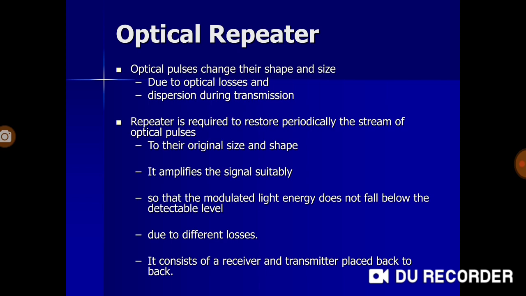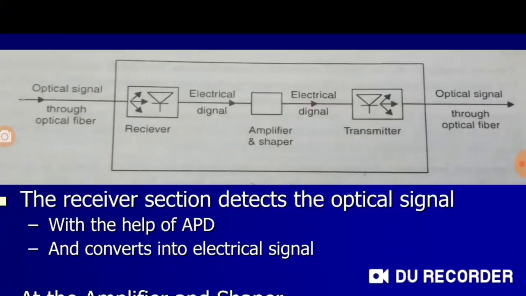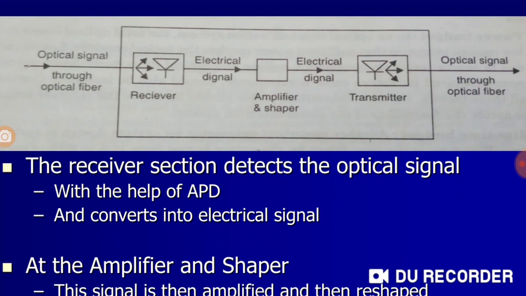Now it consists of basically a receiver and a transmitter placed back to back. This is the structure that we are talking about. If you say the optical repeater, this is the optical signal through optical fiber that appears over here. This entire block is the repeater. So it consists first of a receiver. Basically the receiver is here, it is receiving. We'll do one by one.